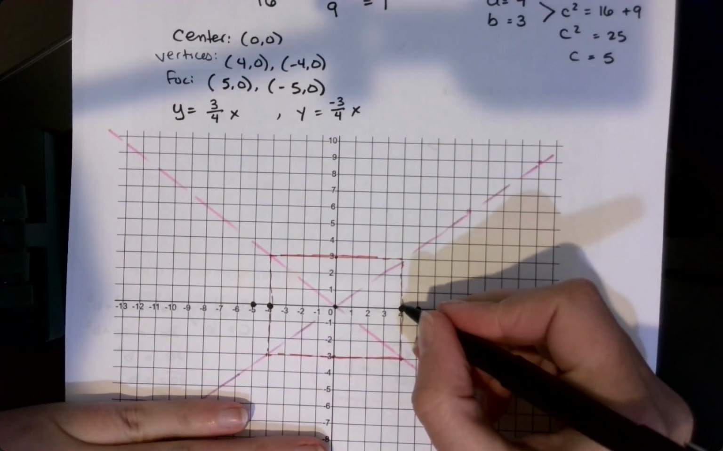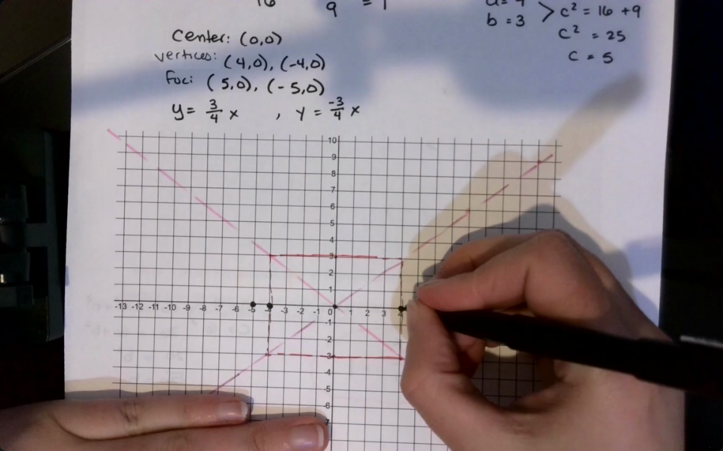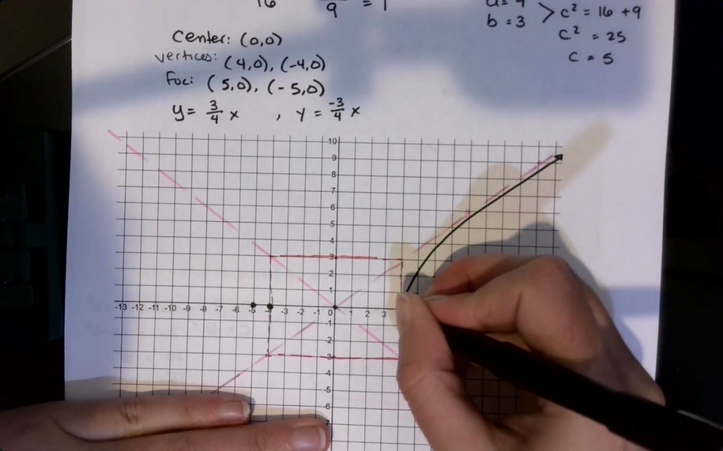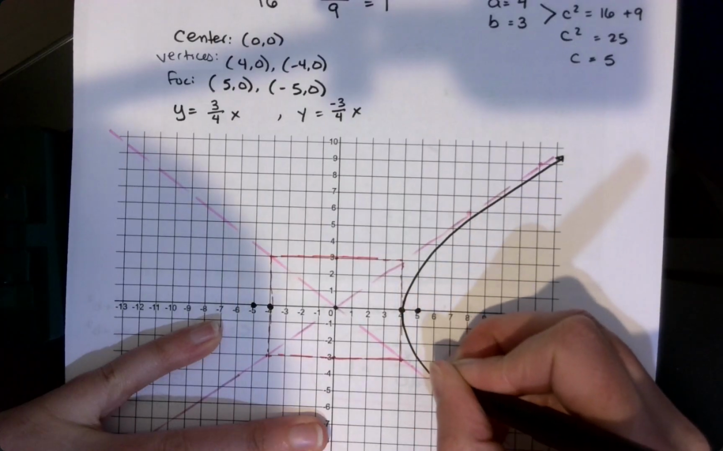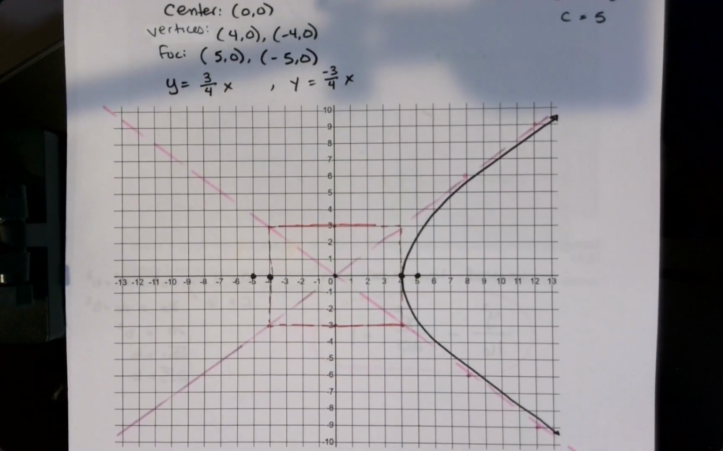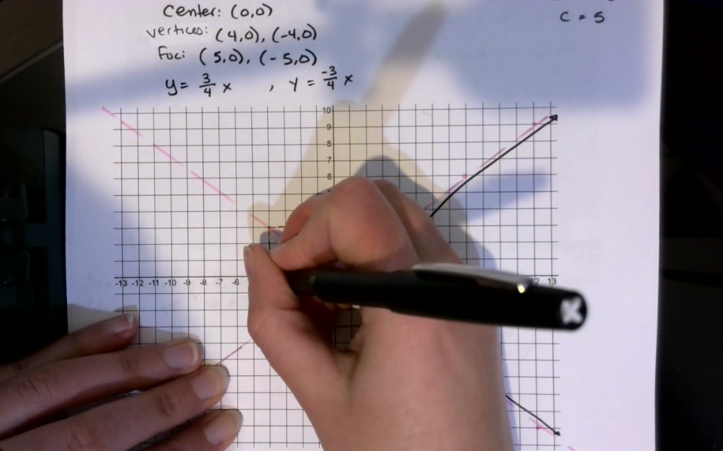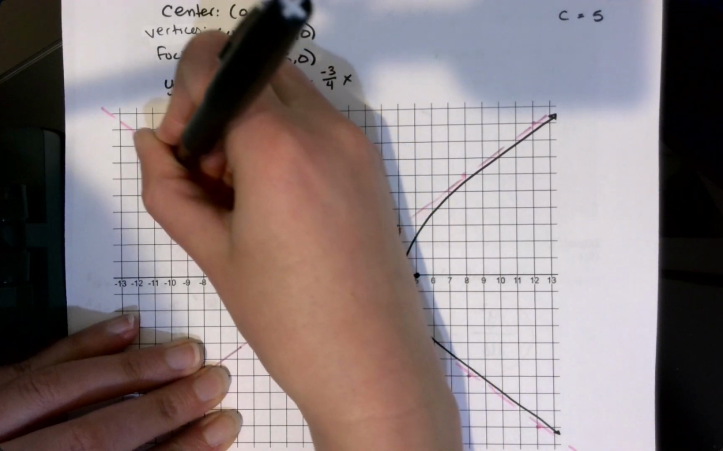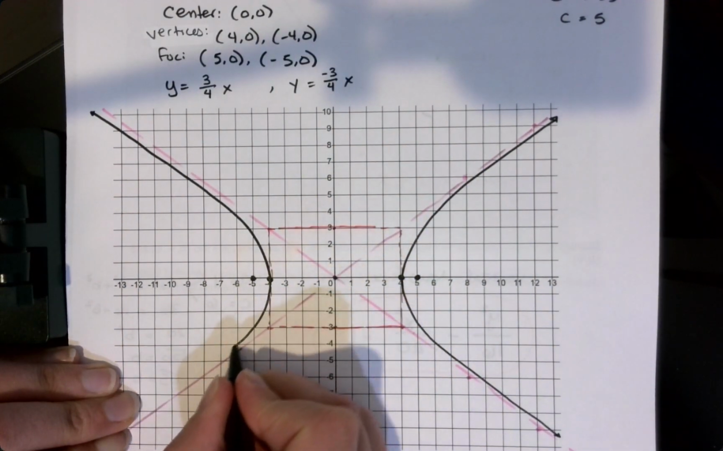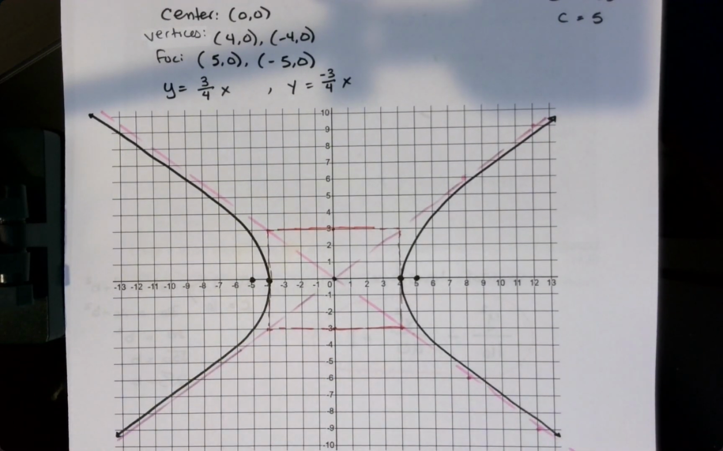And we're going to go from our vertex up towards the asymptotes on both sides right here. Get close to the asymptote, never cross, never touch. So that's my right-hand side. We're going to try to do the same thing over here. And we've got our graph of our hyperbola.